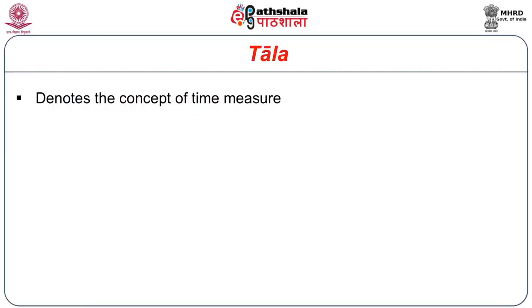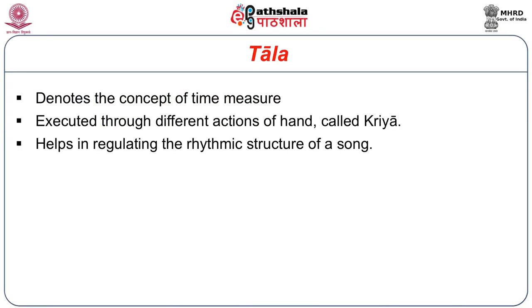Now let's look into another concept called Tala. Tala is the basic time measure unit. So it denotes the concept of time measure. Tala is executed through different actions of the hand. Usually, the actions that we execute with our hand are called kriyas. We have two or three different kinds in usage in present day Karnataka music. They are a beat, the finger count, and a wave.